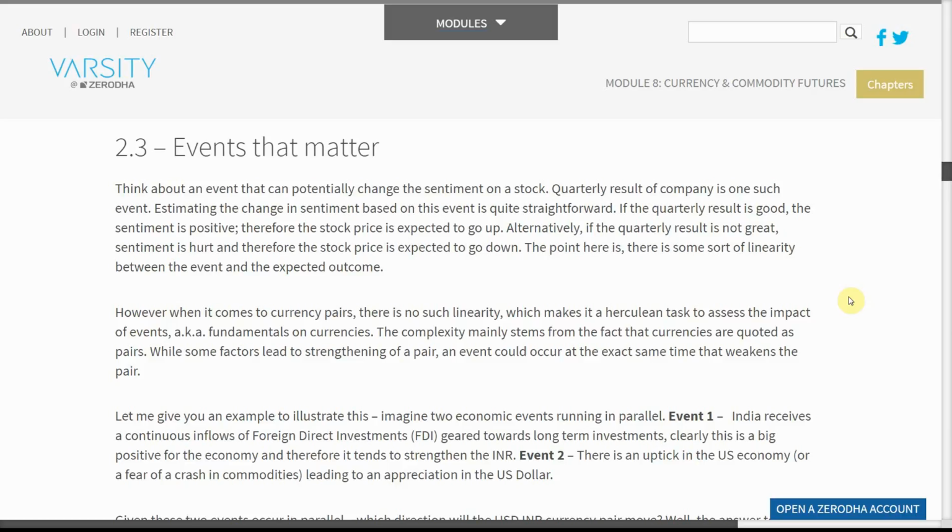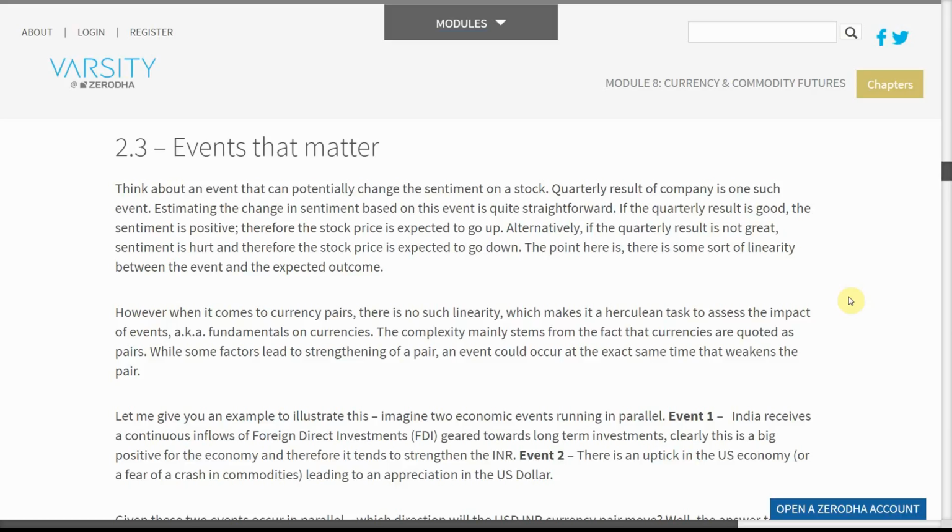Fundamentals on currencies. The complexity mainly stems from the fact that currencies are quoted as pairs. While some factors lead to strengthening of a pair, an event could occur at the exact same time that weakens the pair. Let me give you an example to illustrate this.